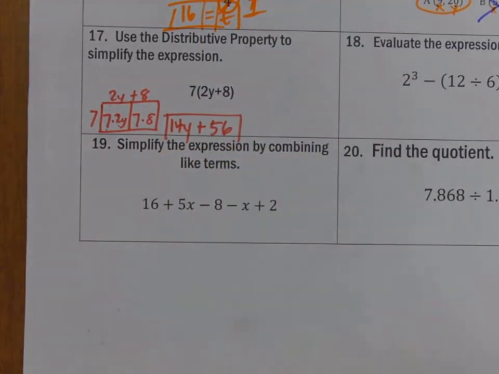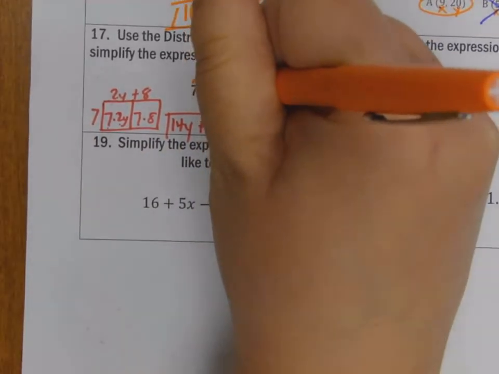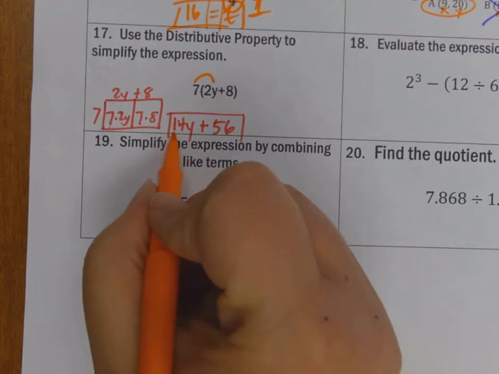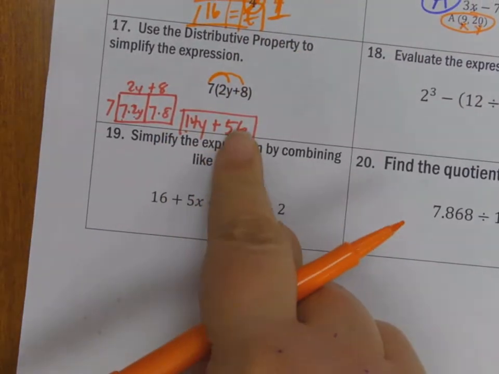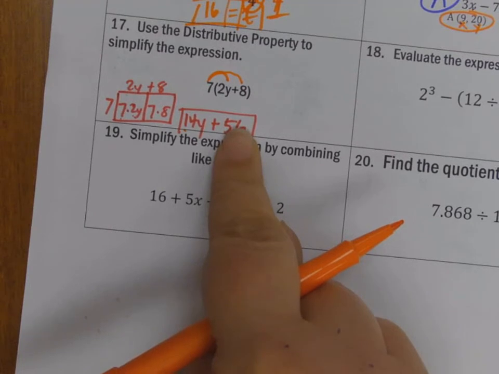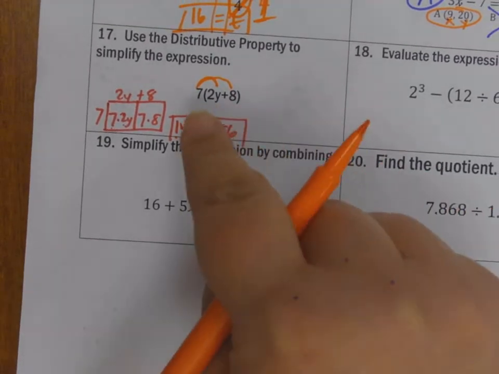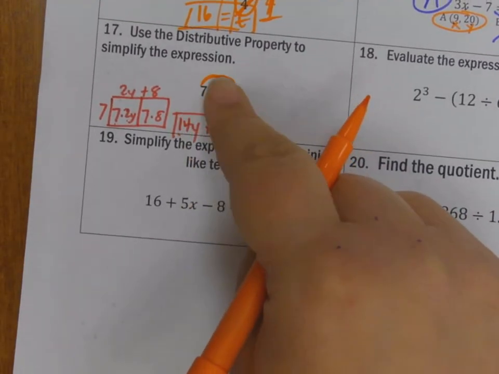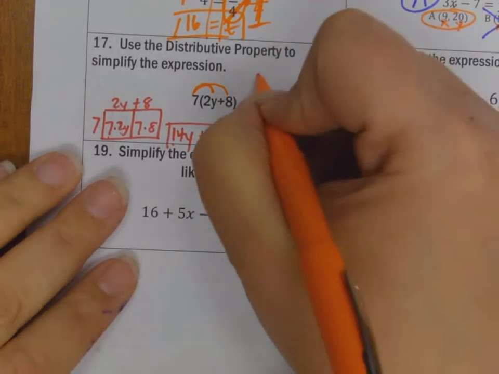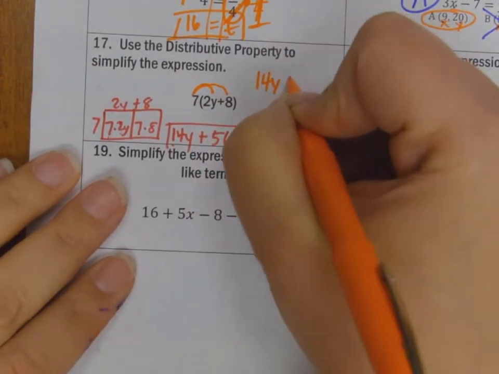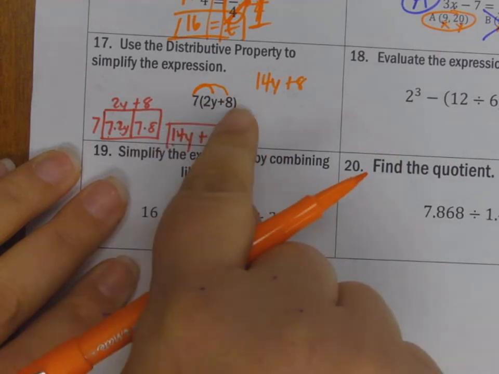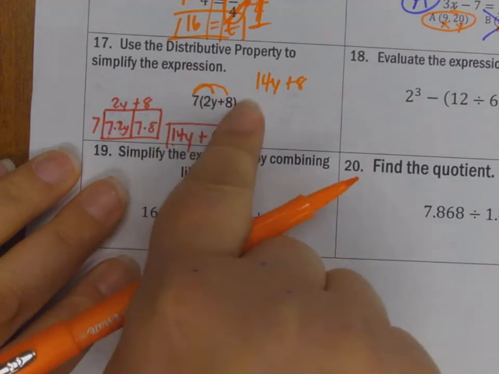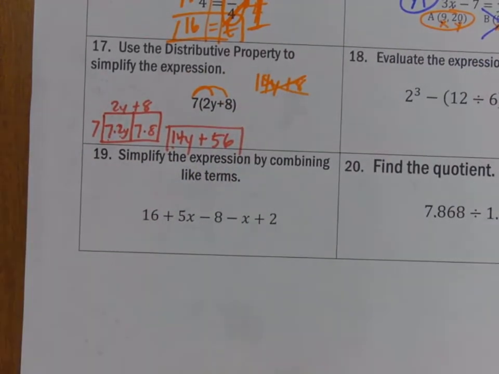The second way we talked about in class is just arches. 7 times 2y is 14y. Keep the plus sign, and 7 times 8 is 56. The important thing to remember on this one is that after you multiply the first one, you also got to multiply the second one. I have a lot of people that would write 14y plus 8 on this problem. They would remember this one, but they would forget to multiply the 7 by the 8. Please don't forget to do that.